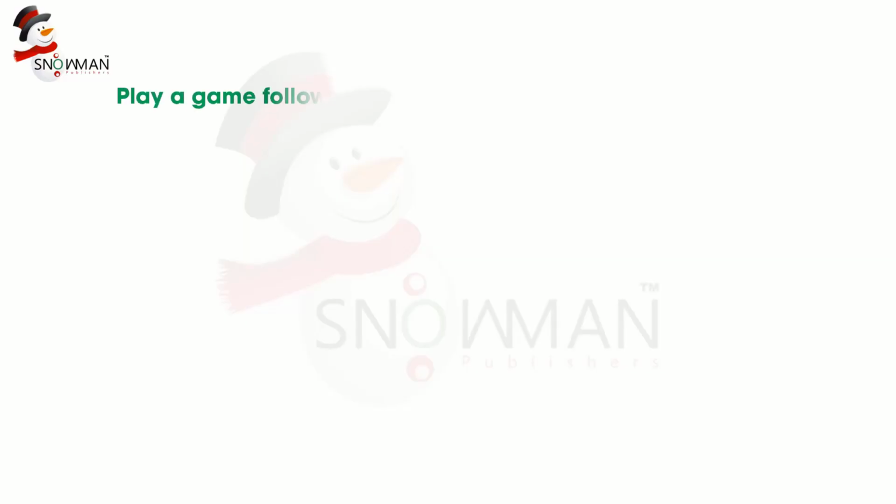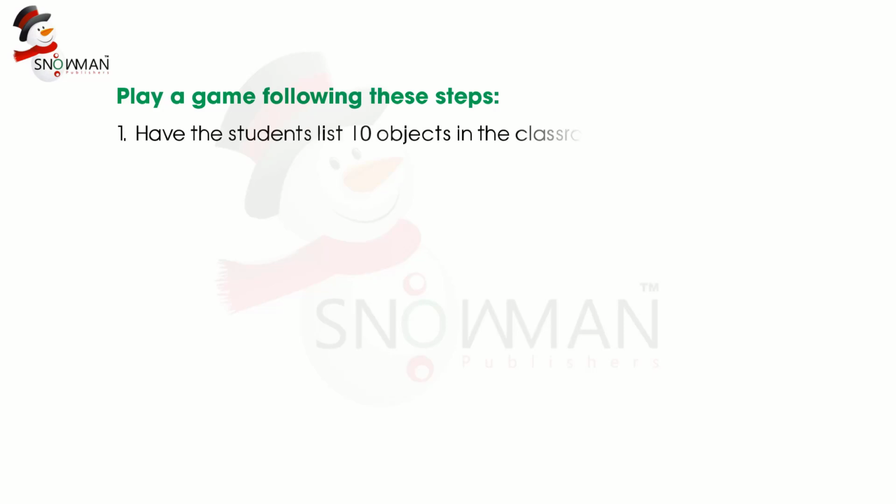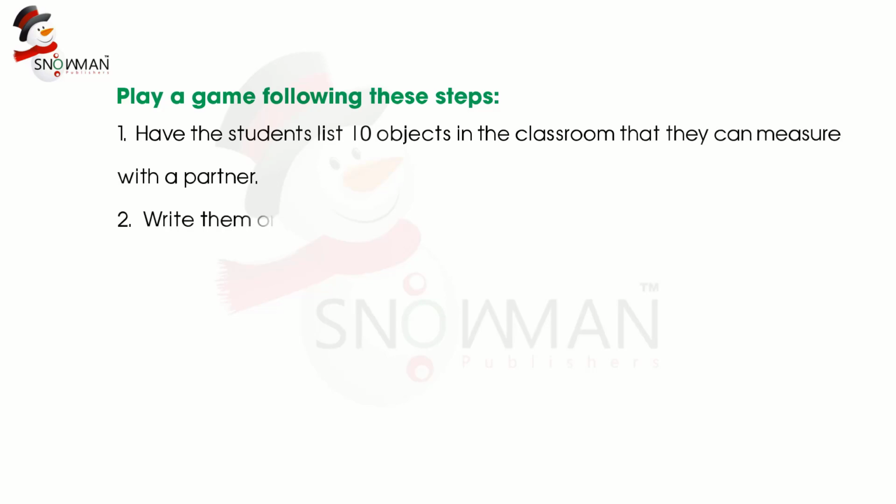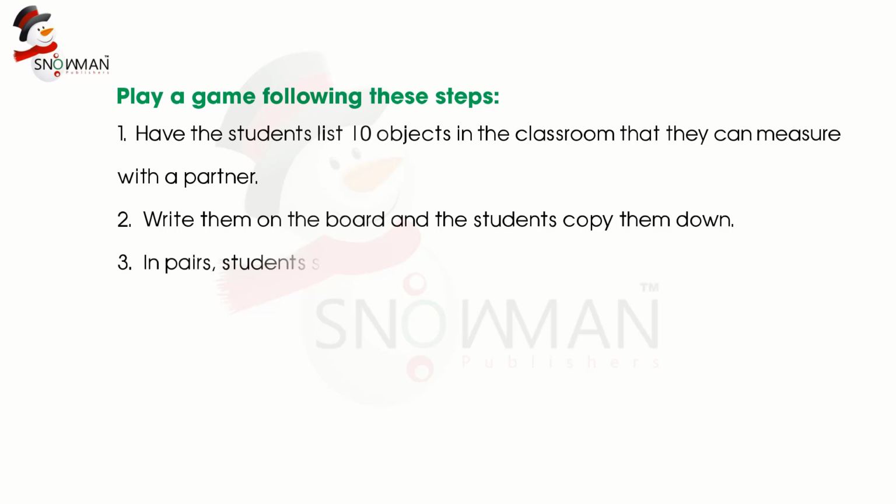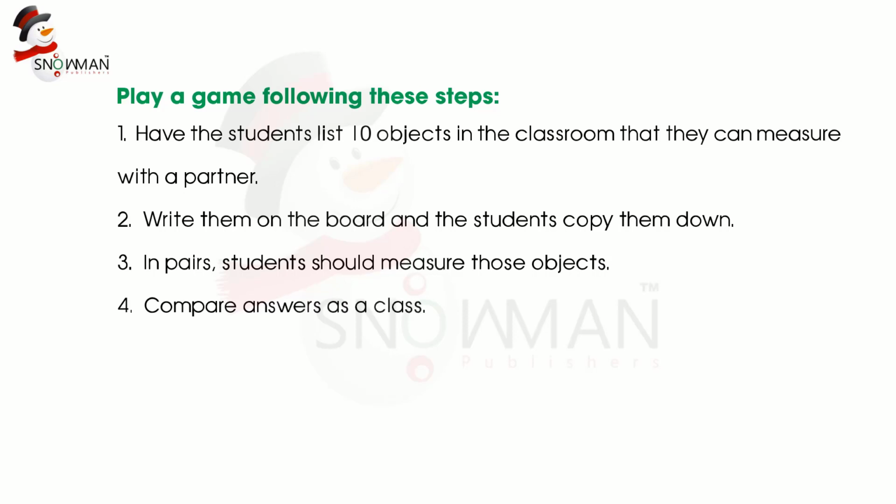Play a game following these steps. 1. Have the students list 10 objects in the classroom that they can measure with a partner. 2. Write them on the board and the students copy them down. 3. In pairs, students should measure these objects. 4. Compare answers as a class.